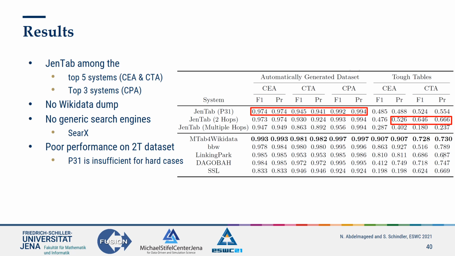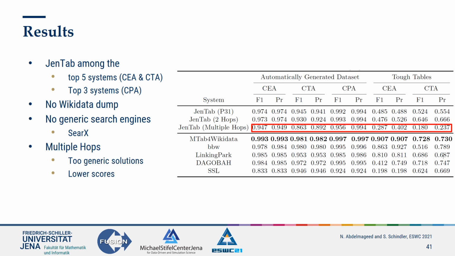For the tough table dataset, and among our settings, unlike the automatically generated dataset, the 2 hops mode achieved the best results. Due to the high level of ambiguity, JenTab has a limited performance on this dataset in general. The multiple hops mode has the lowest scores due to its general solutions. A general solution could be correct, but not the best option, hence a lower score.